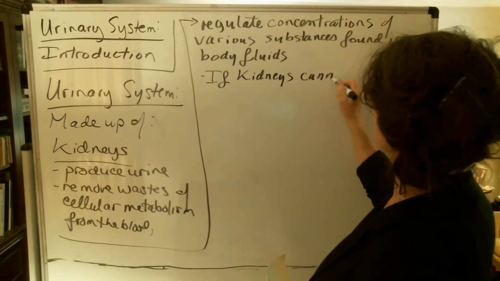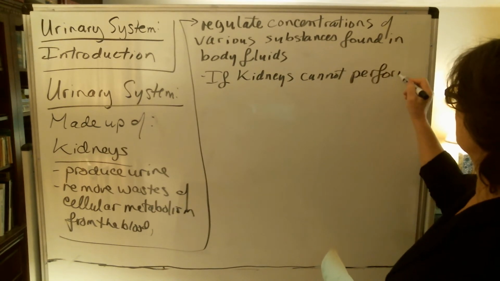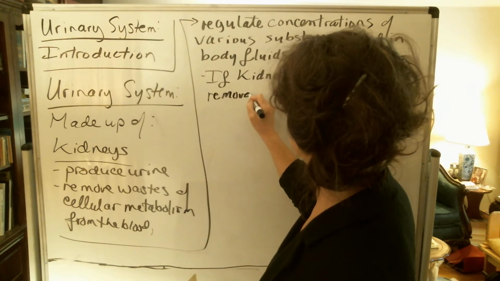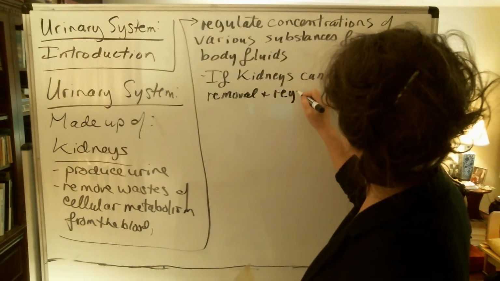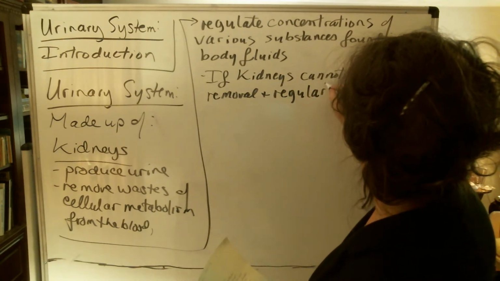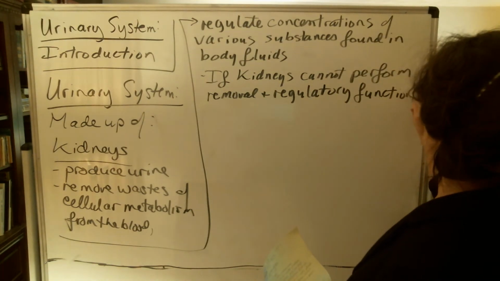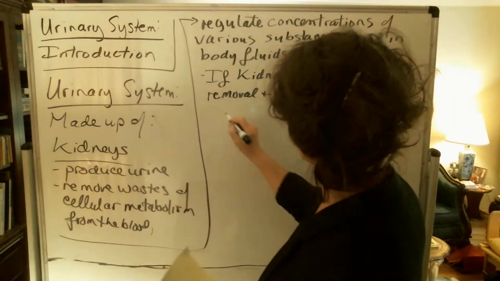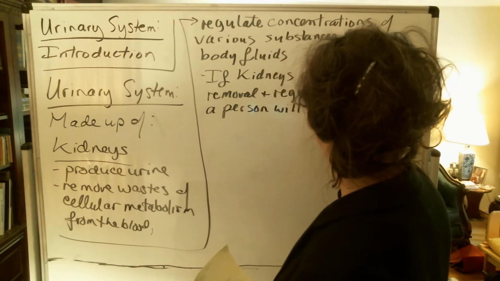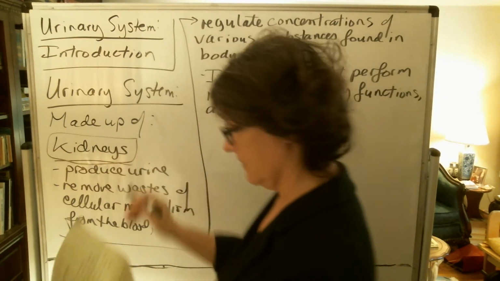And in general, if your kidneys cannot perform these removal and regulatory functions, a person will die. So that's the first part of the urinary system, then the kidneys.